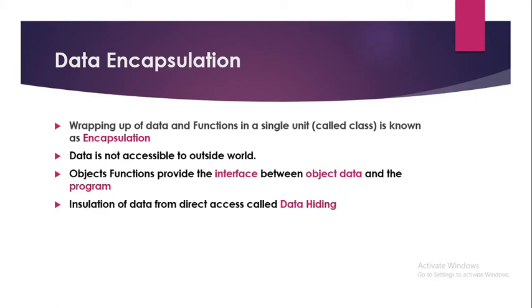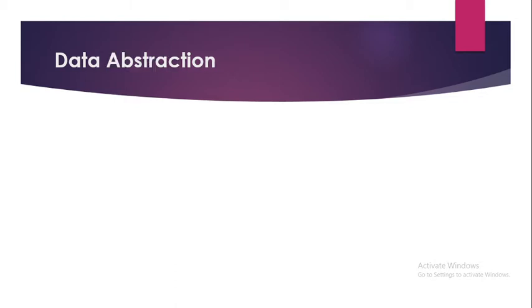Because of this encapsulation, the data written or available within the object is very much protected. This insulation of the data from direct access is called the feature of data hiding. For every object, data is hidden from the outside, and this is called the data hiding feature of an object.